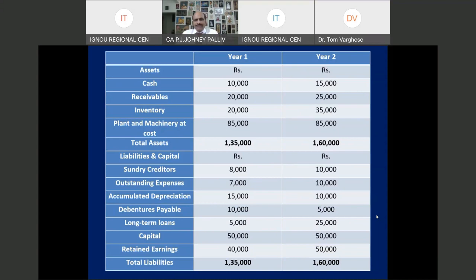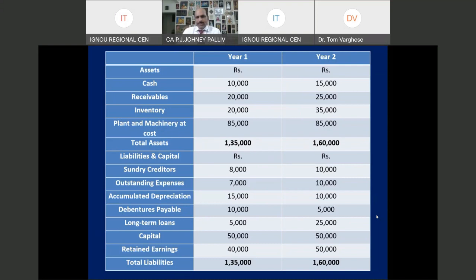Therefore, total assets is equal to total liabilities. Year 1, 1,35,000, and liabilities 1,35,000. Year 2, 1,60,000, and total liabilities year 2, 1,60,000. What we have done is we have rearranged the balance sheet in a systematic manner, starting from cash, receivables, inventory, and fixed assets. And liabilities, creditors, outstanding expenses, accumulated depreciation, debentures payable, long-term loans, retained earnings, etc. Now, having said this, let us start solving the problem.